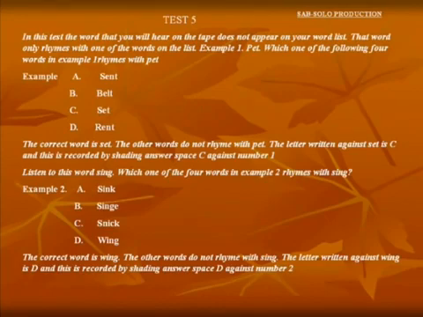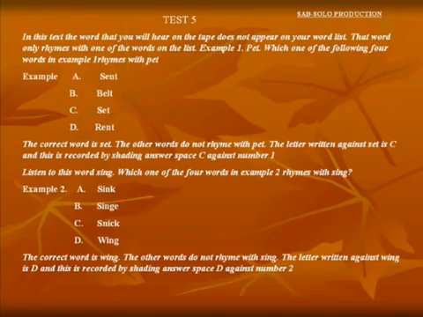Test 5. In this test, the word that you hear on the tape does not appear on your word list. That word only rhymes with one of the words on the list. Example 1. Pet. Which one of the following 4 words in example 1 rhymes with pet? The correct word is set. The other words do not rhyme with pet. The letter written against set is C, and this is recorded by shading answer space C against number 1.